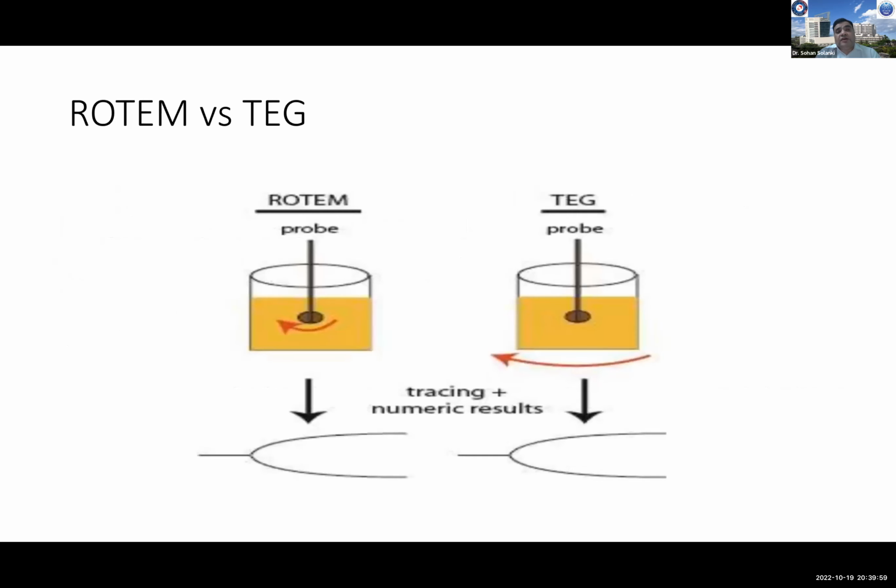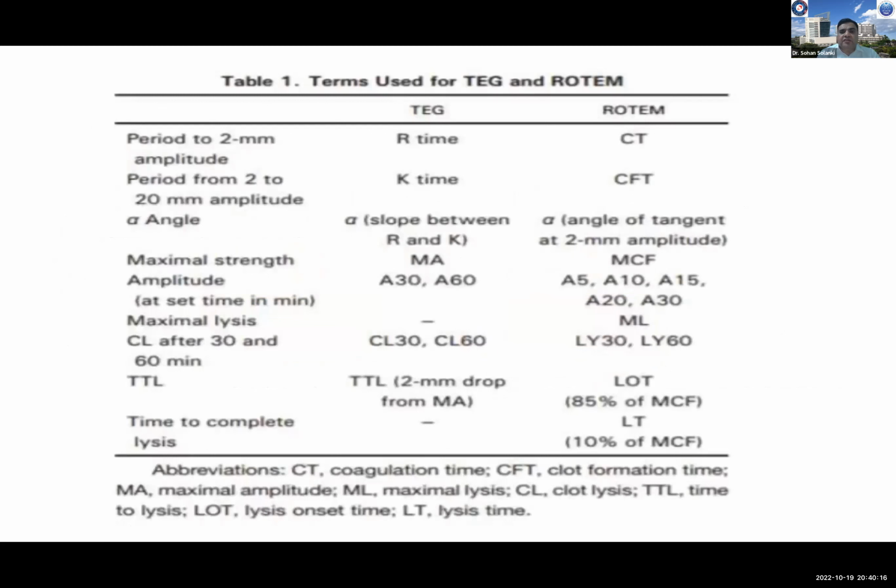The other form of this thromboelastometry is the ROTEM. If you compare, the principle is the same in both, but in the ROTEM only the pin rotates, and in the TEG the whole cup rotates. And the nomenclature is different in the TEG and the ROTEM. Like in place of the R time, we use the clotting time in the ROTEM. In place of the K time, we use the clot formation time. Alpha is the same, and in place of the MA, it is called the MCF, the maximum clot firmness.